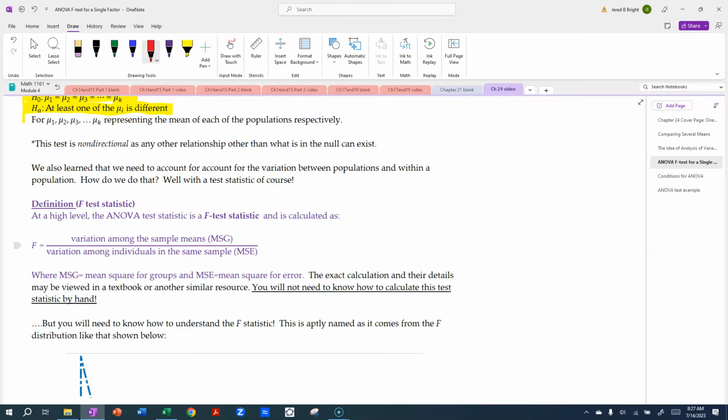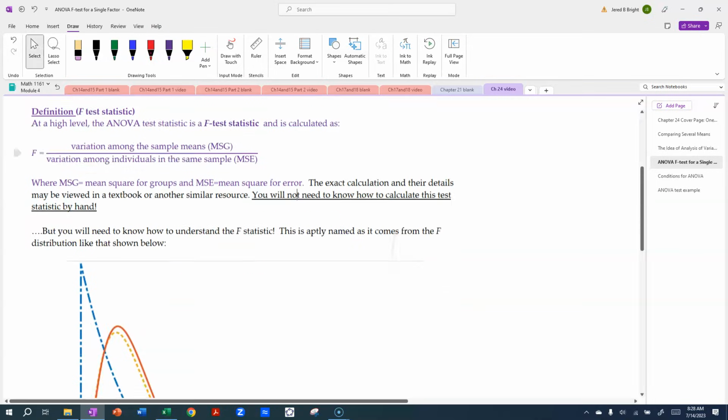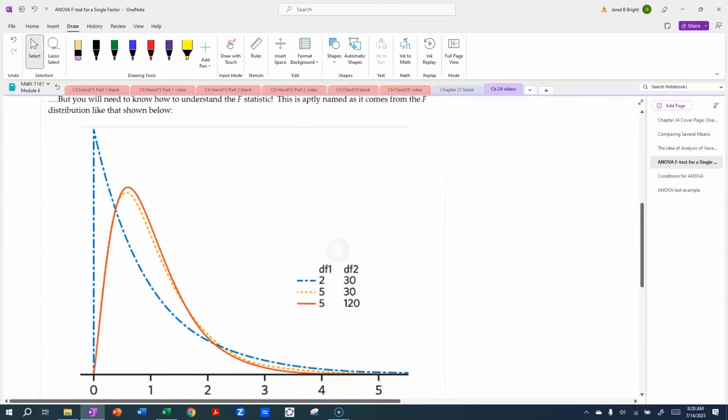How you calculate those, if you're interested, go to your book, go to Google, wherever, look it up. It's involved, but it can be done. You will need to compute MSG and MSE by hand, but I could say MSG is this, MSE is this, divide them. There you go.